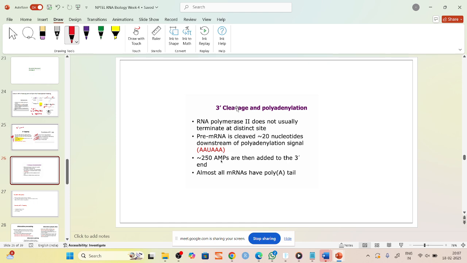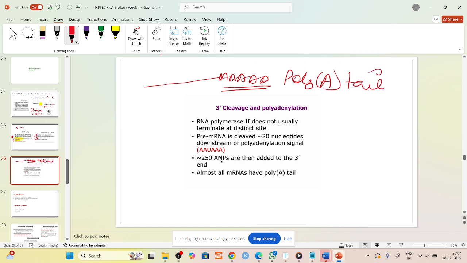We covered splicing, we covered 5' capping, and this modification is the 3' poly A tail, which means that at the end of the RNA a lot of A's are added. Therefore we call it the poly A tail.